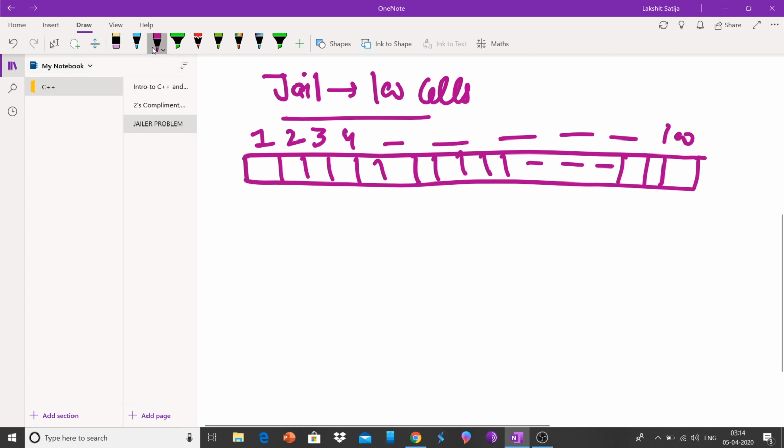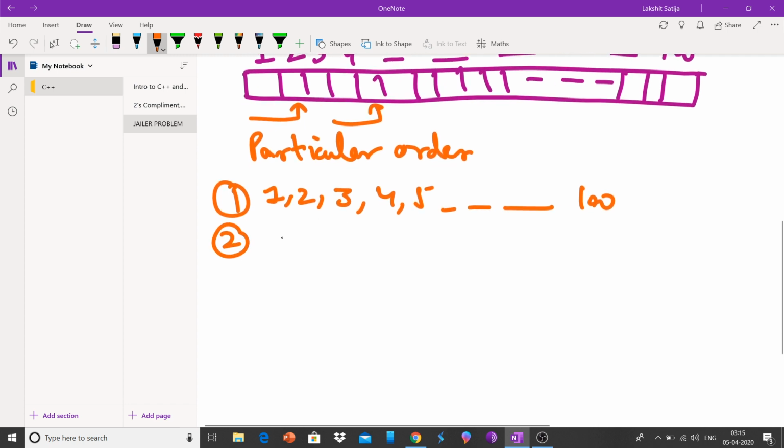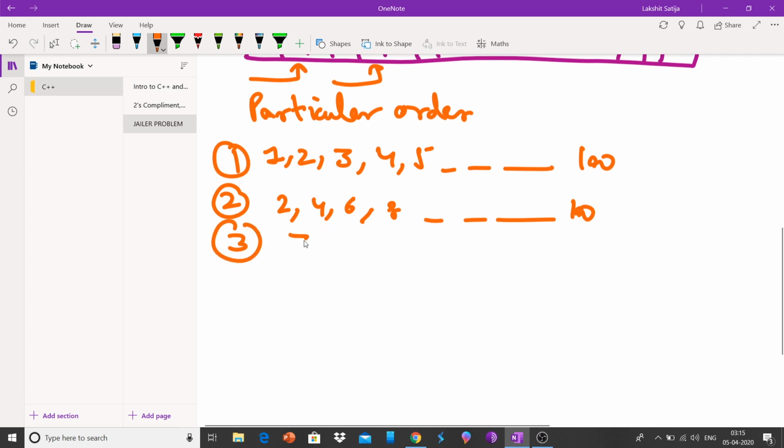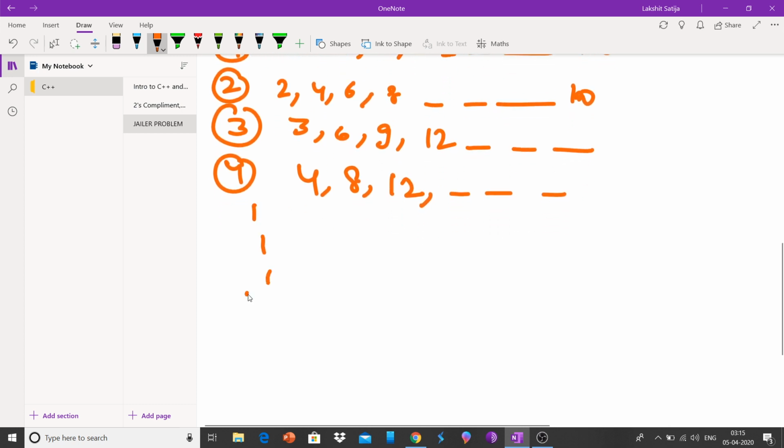One day the jailer is drunk, and he alternately opens and closes the cells of the jail, but he follows a particular order. In the first round, he goes to first, second, third, fourth, fifth, till 100. In the second round, he goes to second, fourth, sixth, eighth, till 100. In the third round, he goes to third, sixth, ninth, 12th, and so on. In the fourth round, he goes to fourth, eighth, 12th, and so on. Similarly, in the nth round, he goes to n, 2n, 3n, and so on.